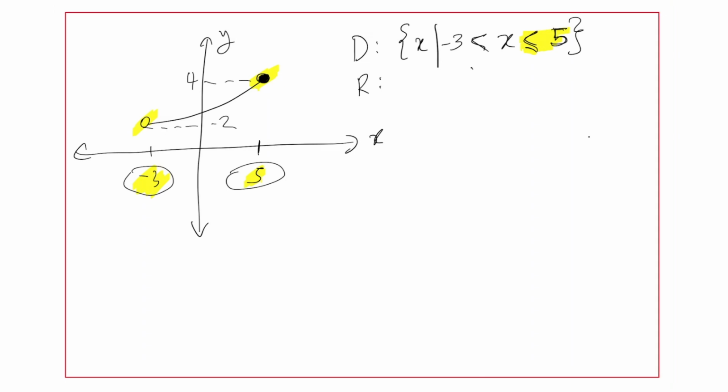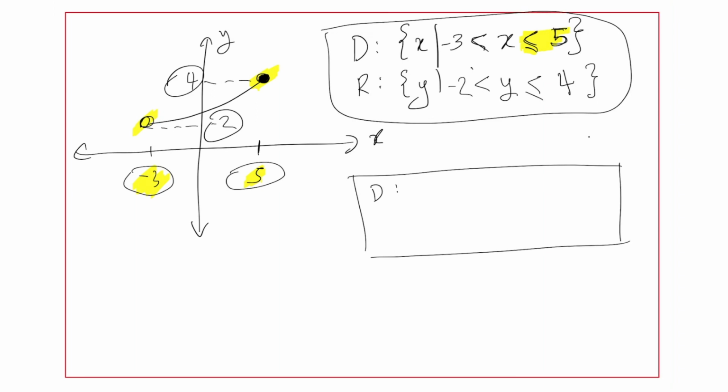Well, for the range, we just look at the y-axis. Where is the function existing or occurring on the y-axis? Well, let's use set builder notation. y such that y is greater than -2 and is less than or equal to 4. The same idea. Now let's do this in interval notation.